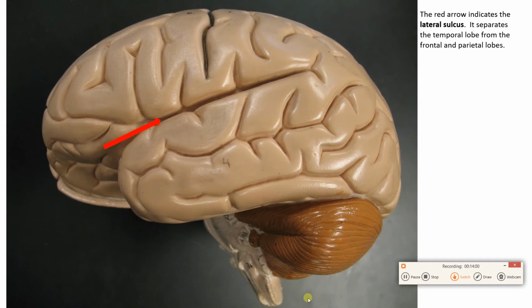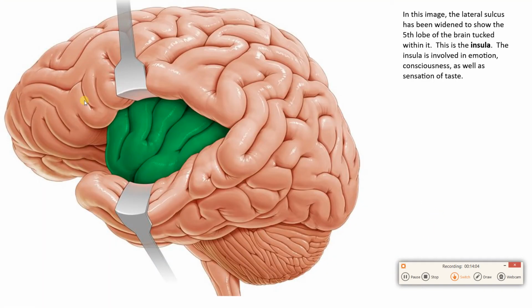I want you to imagine you stick your fingers into the lateral sulcus and you kind of pull it back. If you were to do such a thing, you would expose the hidden 5th lobe of the brain, which is called the insula. Insula means island, because it is tucked away, separate from the other lobes, with its deep positioning here. It is involved in a lot of emotional states, consciousness, as well as your sensation of taste.